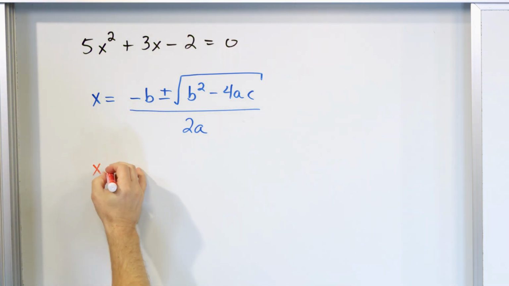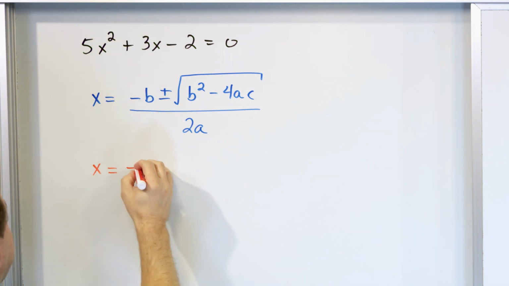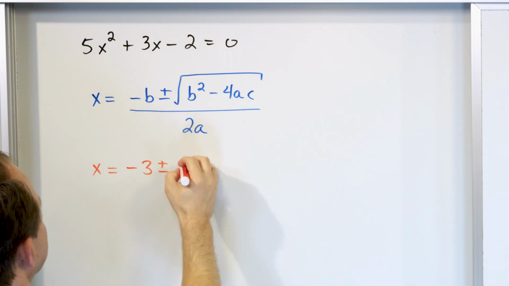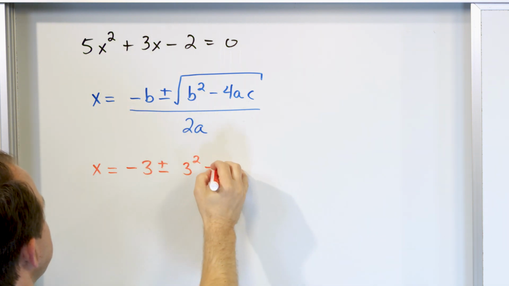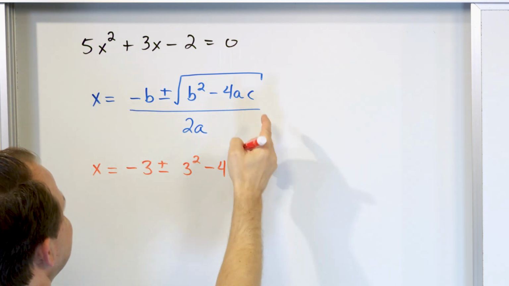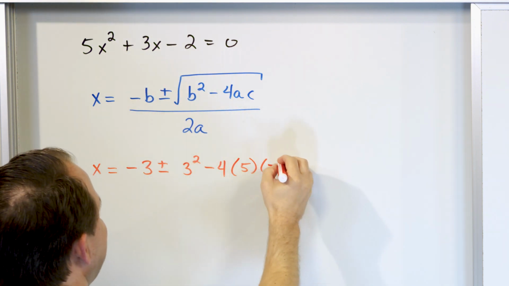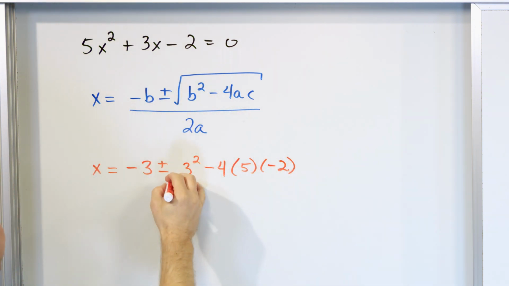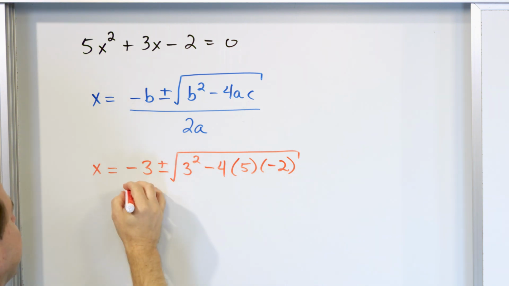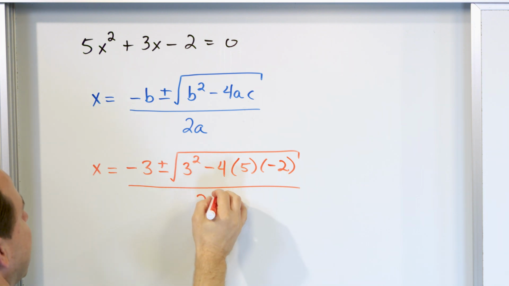So for x, we're going to have negative b, but b is 3. So you say negative 3 plus or minus, then we have to do b squared, but again, it's 3, so that's 3 squared minus 4 times a, but a is 5, times c, but c is negative 2. Don't screw that up and forget the negative. You have to have the correct signs for everything. This square root lives around this entire calculation here, that lives under the radical. On the bottom, 2 times a, but a is 5, so 2 times 5.